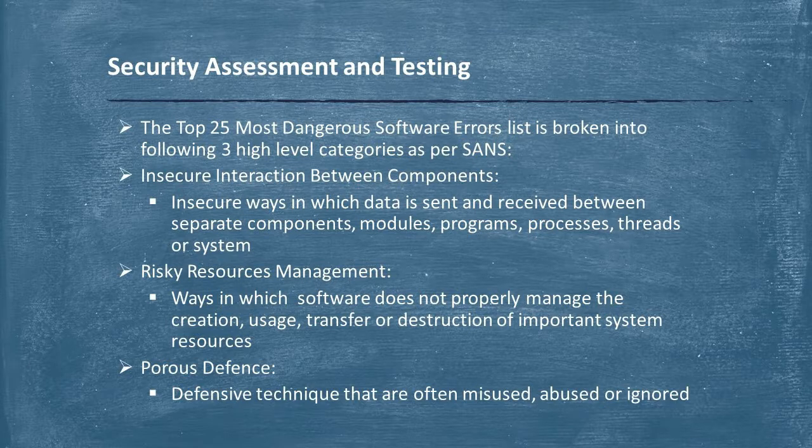And lastly, a very straightforward category. This is porous defenses. That is a very leaky defense. The defense techniques are often not properly used, misused or abused or ignored. For example, the policies might be written and the guidelines are also very clear, but in practice the users often misuse or abuse, or sometimes they ignore. This is again an important category of software errors.